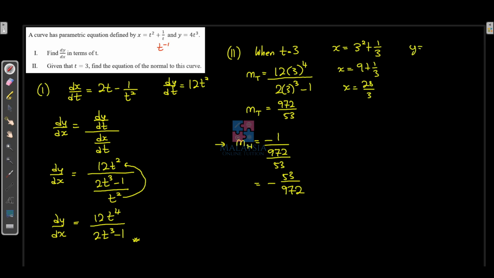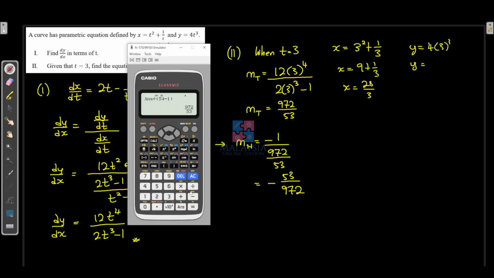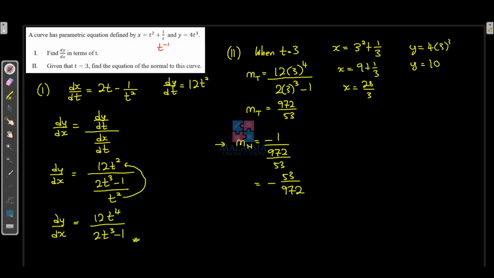And then for our y, 4 and then 3 to the power of 3. So what is this? 27, right? Times 4, that is 108. 27 times 4 is 108. Done. So now we can use the x and y coordinates that we get. So we can use y minus 108 equals the gradient, negative 53 over 972, and then x minus 28 over 3. Done.